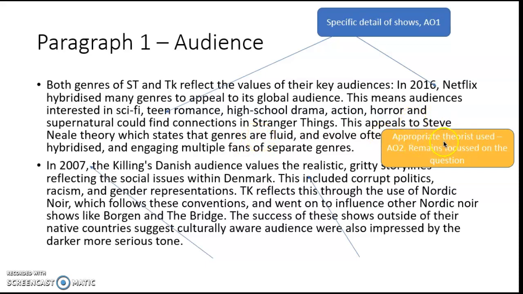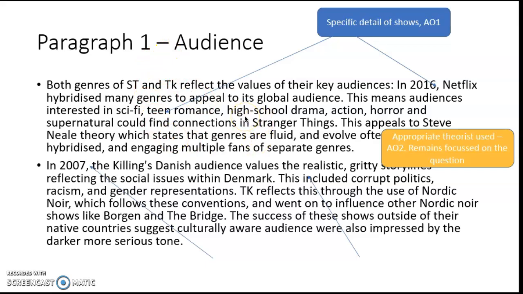So I've used an appropriate theorist, and I've also explained why I've talked about Stranger Things. Because of the hybridized genre structure of Stranger Things, they are going to have a bigger audience. So that's why I've used this particular theorist to answer my question. So that's the first bit. I'll leave it there so you can do the same.